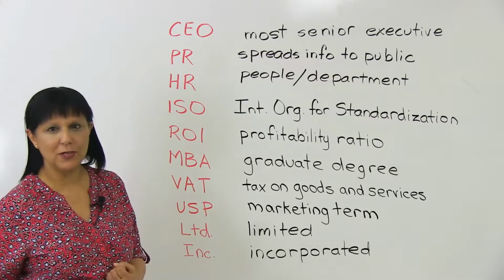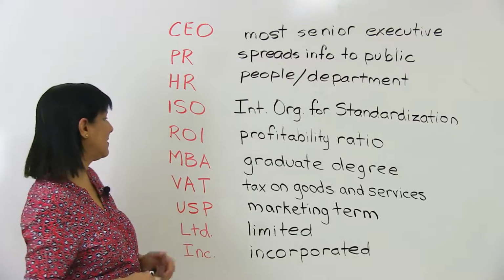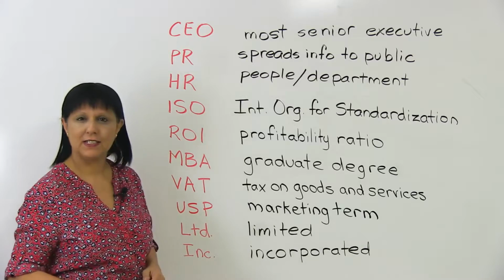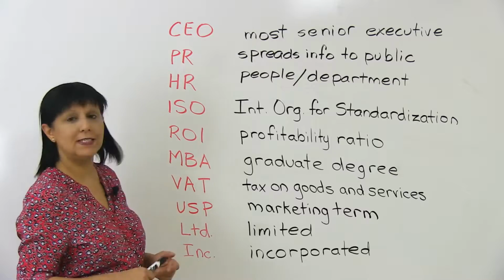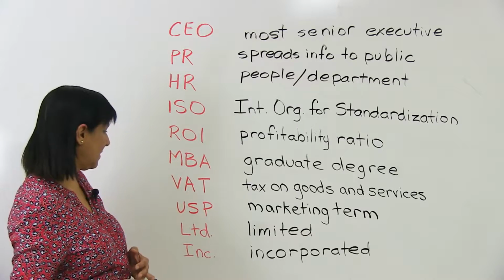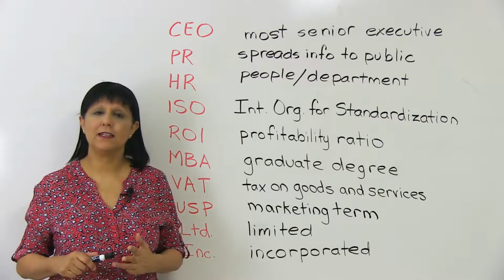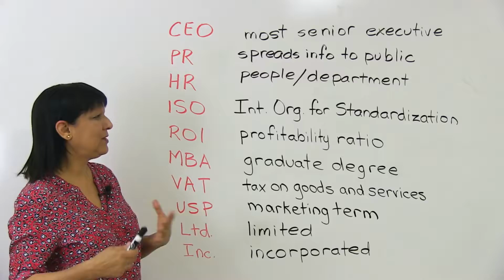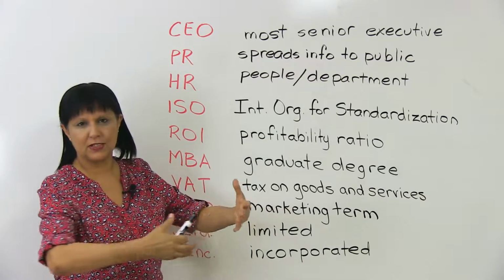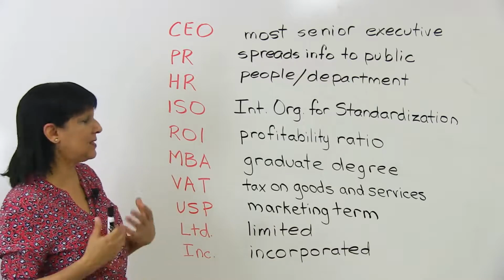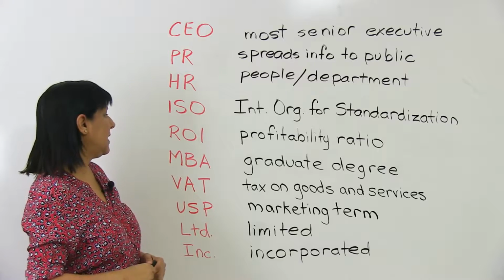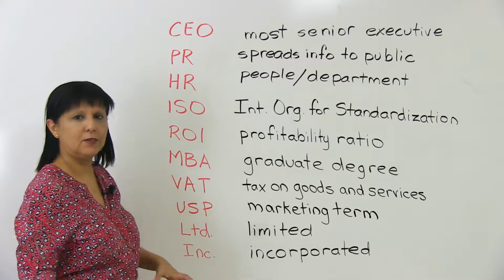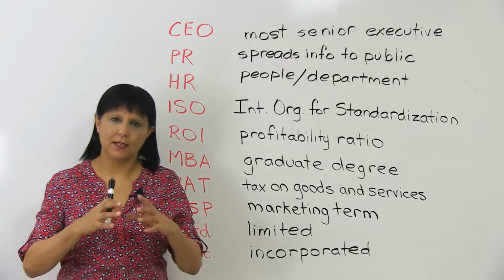Okay? So let's just review quickly. What's HR? Human resources. What's ROI? Return on investment. Good. What's VAT? Value added tax. Who's the CEO? Chief Executive Officer. What's your USP? Unique selling proposition. What's PR? Public relations. What's the ISO? Well, you don't have to know the actual International Organization for Standardization. You just know what it does, okay? So it sets those quality benchmarks, quality standards. And MBA is your Master of Business Administration. And these terms, limited, incorporated, refer to limited liability, which means that the company is incorporated.